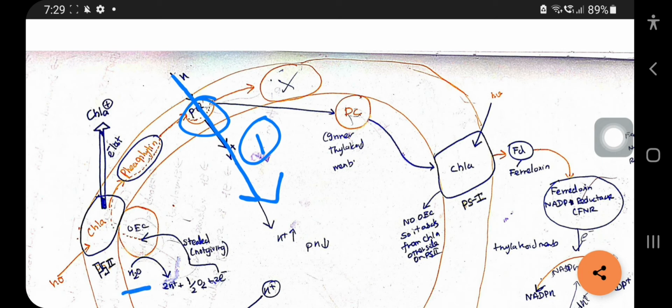The next point is that here water has split up to form 2 H plus, half O2 and 2 electrons. This has increased the H plus concentration inside the lumen. This is the second reason why H plus has increased inside.